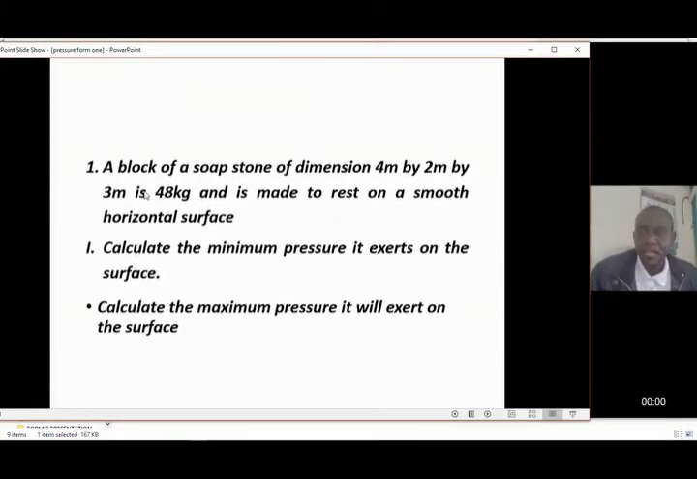We look at an example. A block of soapstone of dimensions 4 meters by 2 meters by 3 meters and mass 48 kilograms is made to rest on a smooth horizontal surface. Calculate the minimum pressure it exerts on the surface and calculate the maximum pressure it can exert on the surface.